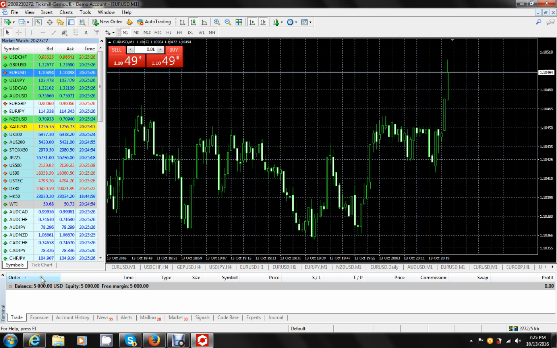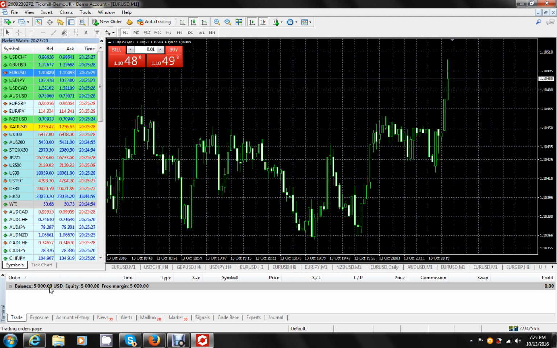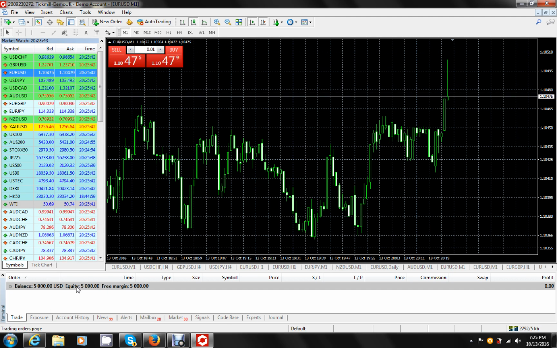So here's the balance. This is the demo account, $5,000. Here's the equity, $5,000, and free margin. I'll explain everything. This is your balance, 5,000 US dollars, and this shows how much your account can be. For example, if I enter a trade, you will see how the equity moves.